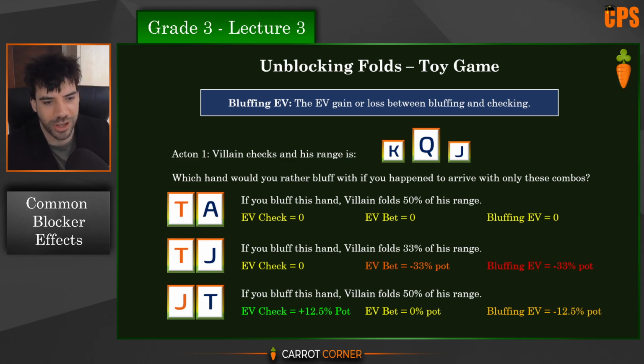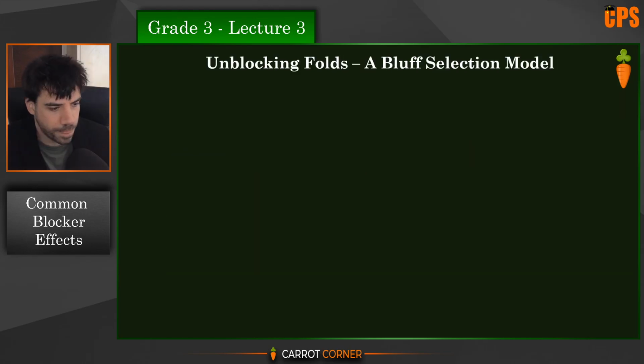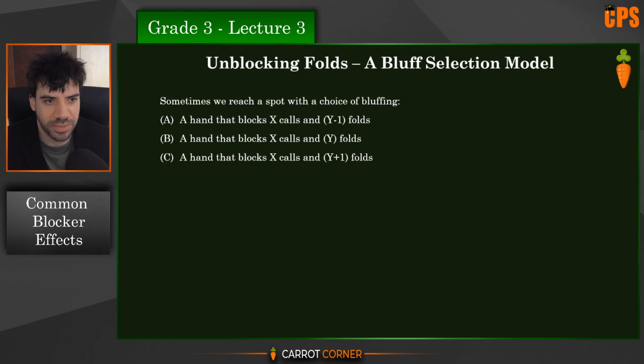Let's move on from the toy game and get back to the real world. At this point in the video, we're going to introduce a model for selecting your bluffs based on the extent to which they unblock or block your opponent's folding range. Sometimes we reach a spot with a choice of bluffing different candidate bluffing hands. These are hands that don't have showdown value.